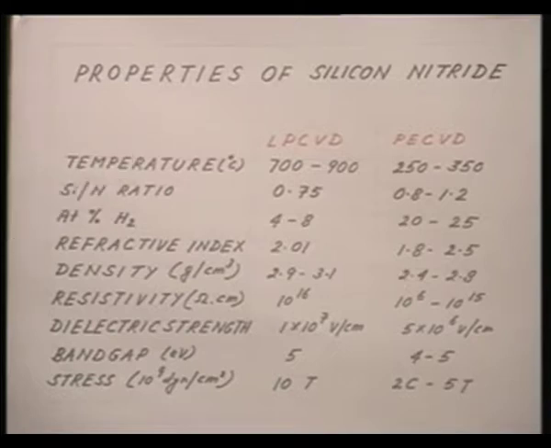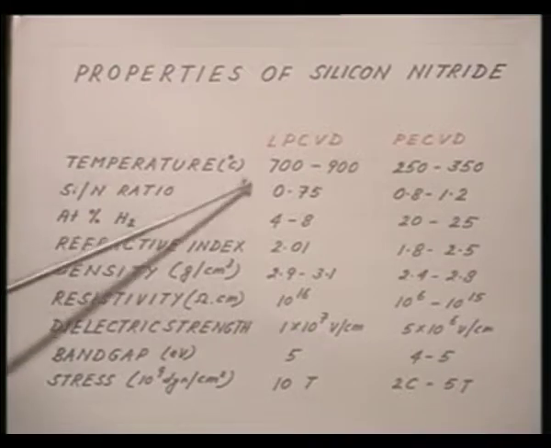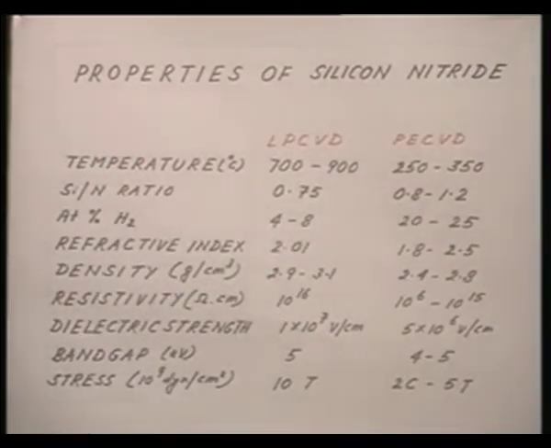First of all, as I have already mentioned, the temperature of deposition. It is 700 to 900 degree centigrade in case of chemical vapor deposition, which can be brought down to 250 to 350 degree centigrade in case of plasma assisted deposition. Next, silicon to nitrogen ratio. For the LPCVD, you can get a perfectly stoichiometric film, that is Si3N4. Silicon to nitrogen ratio is 3/4 or 0.75. In case of PECVD, it varies between 0.8 to 1.2. That is, in general, you tend to have a more silicon rich film.